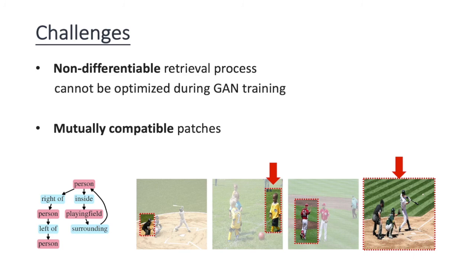There are 2 challenges in our approach. First, the retrieval process is usually not differentiable since we need to sample from a discrete distribution using the argmax operation. As a result, the retrieval process cannot be optimized during the GAN training stage to consider the realism of the synthesized images. Second, the selected patches need to be mutually compatible. For instance, an existing retrieval-based approach may select a soccer player along with a baseball court, which should not appear in the same image.